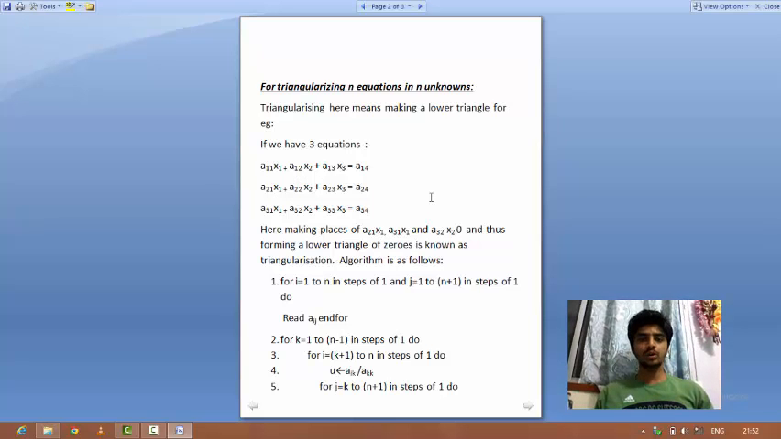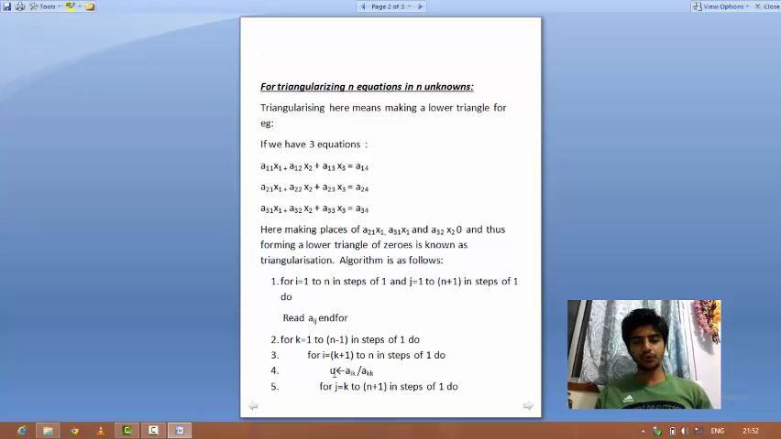So how can this triangularization be done? There is an algorithm for it. Let's look at it. The algorithm is as follows: for i equal to 1 to n in steps of 1 and j equal to 1 to n plus 1 in steps of 1, we first read aij, that is, we read the corresponding coefficients of the variables. Next, for k equal to 1 to n minus 1 in steps of 1, and for i equal to k plus 1 to n in steps of 1. These are nested for loops.